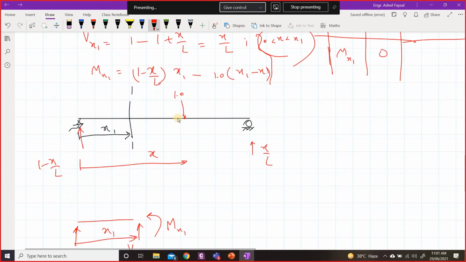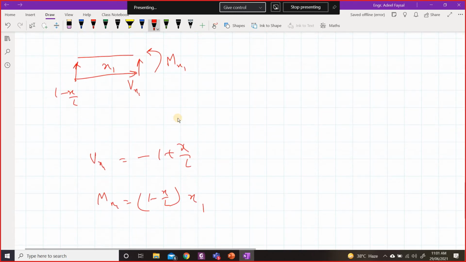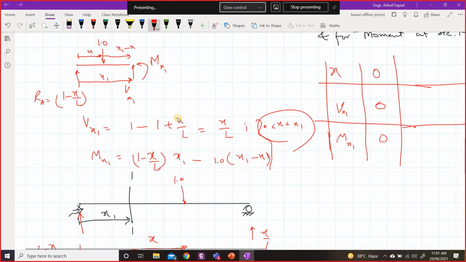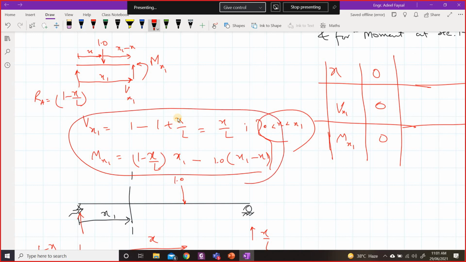We just need to put different values of x. So just need to mention that this is for the case when x is between x1 and L. You have to use this formula, and when x is between 0 and x1, you have to use this set of formulas, and then you're just done with it.